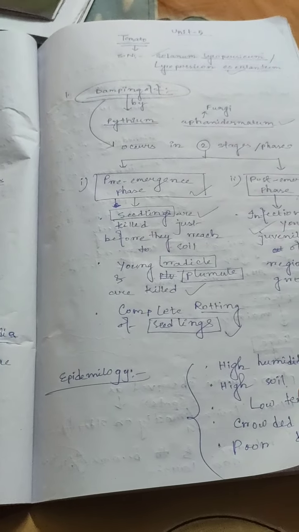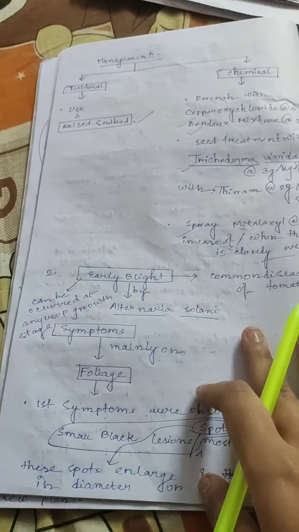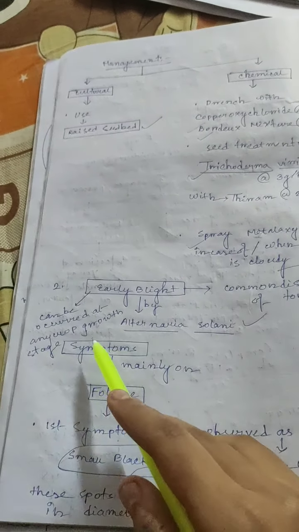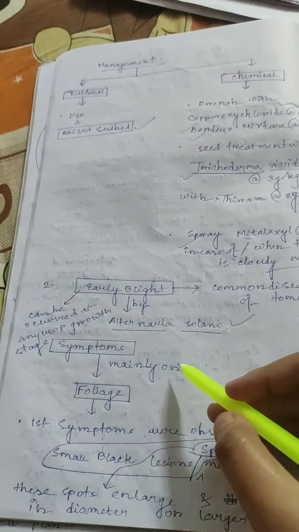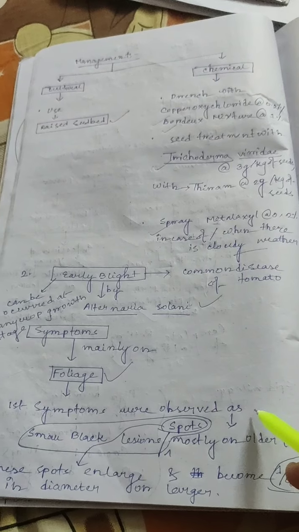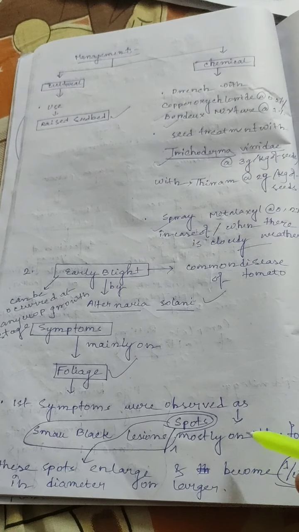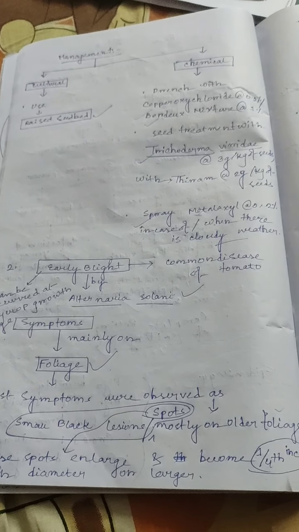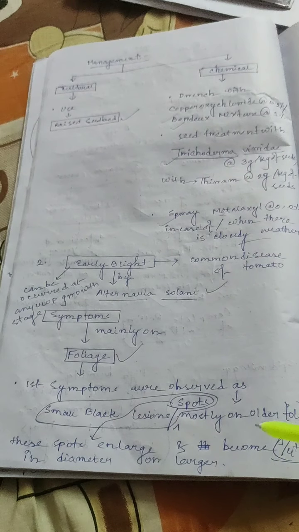Early blight of tomato. Damping off of tomato is caused by Pythium aphanidermatum. Then early blight of tomato, a common disease of tomato, is caused by Alternaria solani. It can occur at any crop growth stage. Symptoms are mainly on the foliage. The first symptoms are observed as small black lesions or spots, mostly on the older foliage. These spots enlarge and become 1/4 of an inch in diameter or larger.